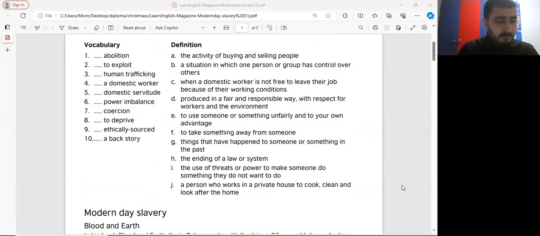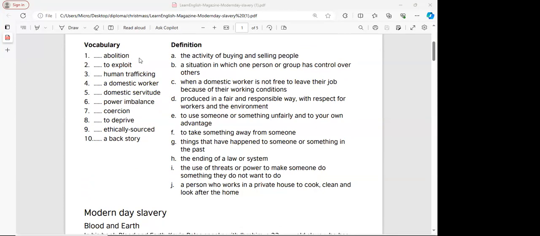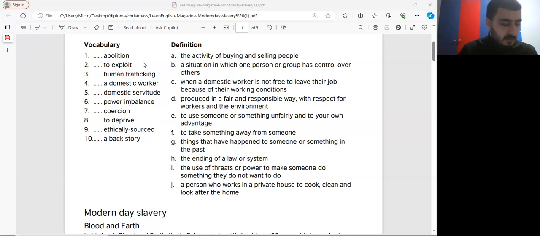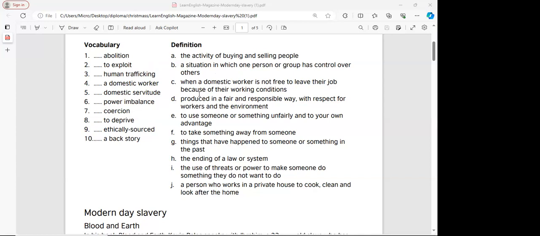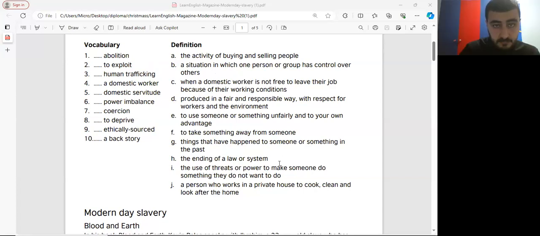So, Zahra, if I told you number one, abolition. Abolition means to cancel something. What do you think? Which option would it take? It means like to cancel, something like that. H, the ending of the law or system. The ending of a law and a system.